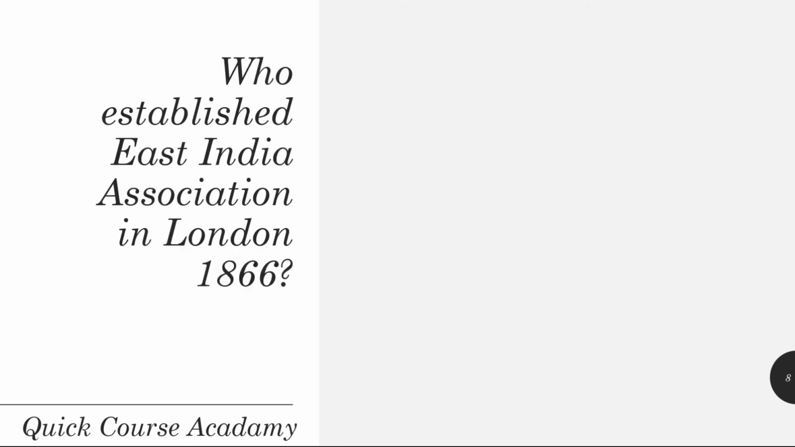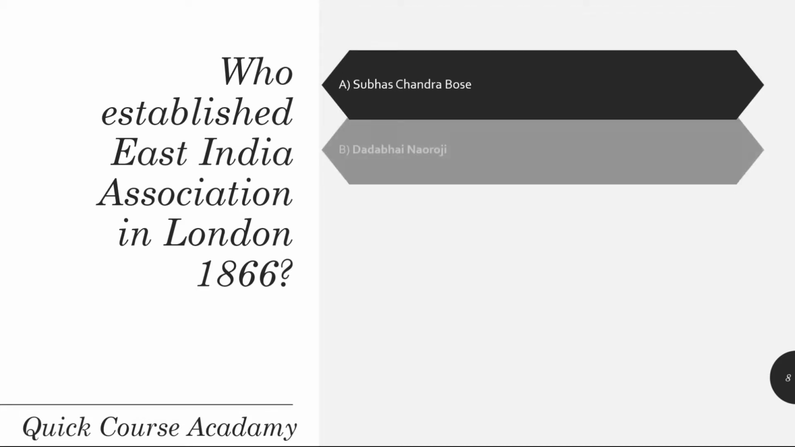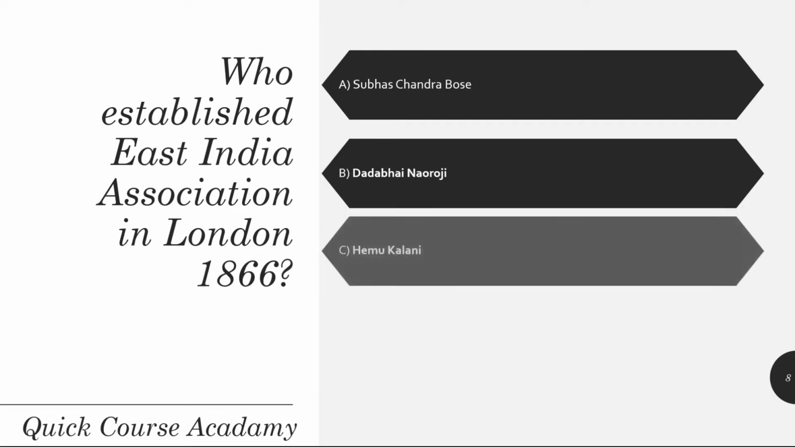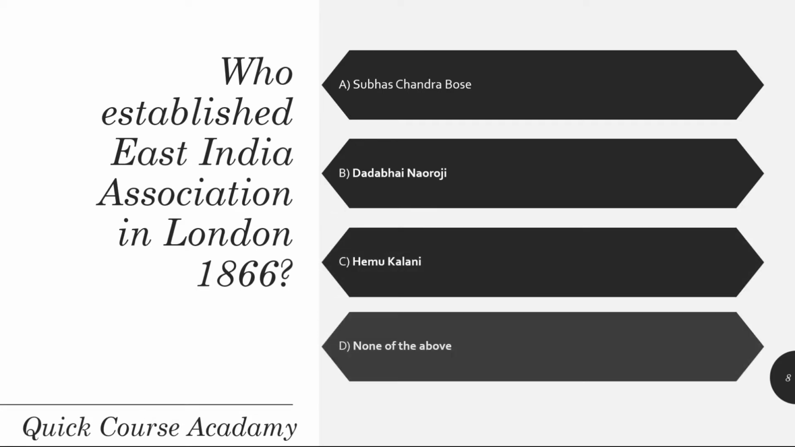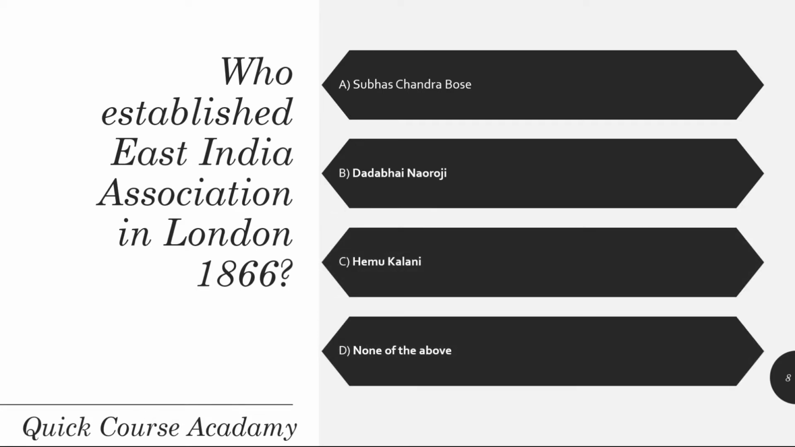Who established the East India Association in London in 1866? Subhash Chandra Bose, Dadabhai Naoroji, Hema Kalani or none of the above? And the correct answer is Dadabhai Naoroji.